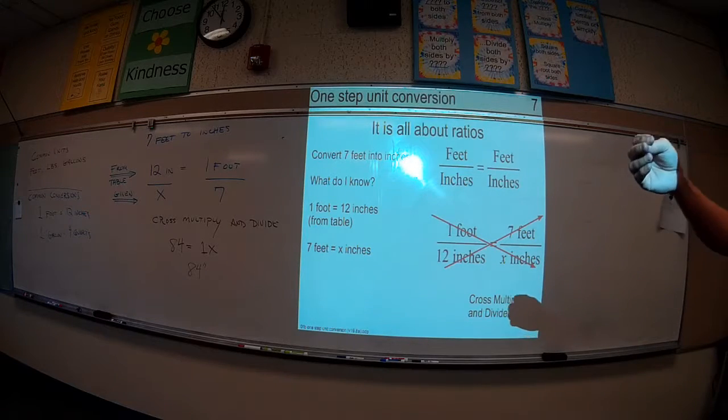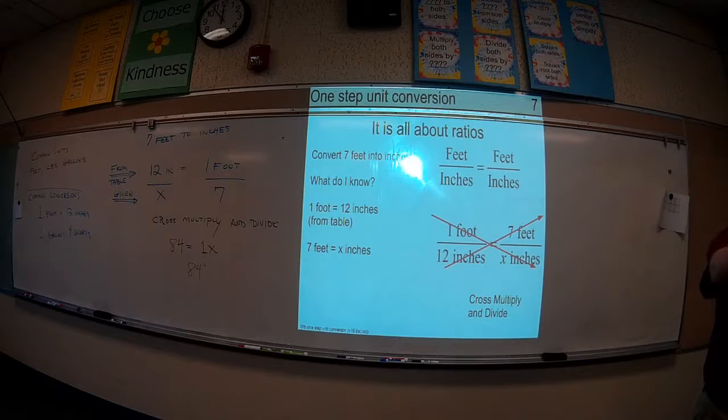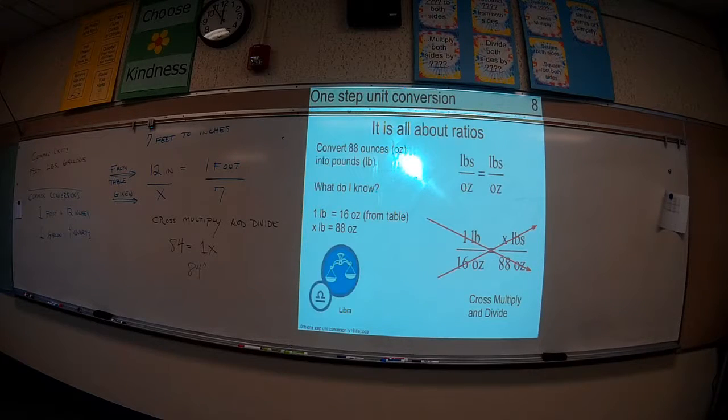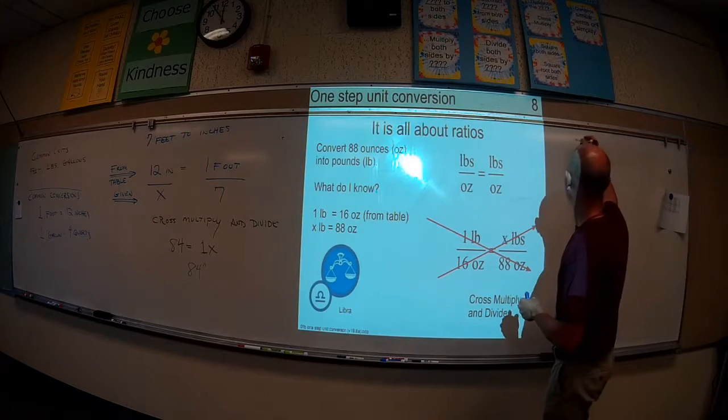Five-second count for questions. Looking at this group, 1, 2, 3, 4. Question? We're going to do a couple of practice ones now. If you run out of room for one lesson, flip your page over. There you go, go to the next page. Okay, we're going to do another one. This one we're going to do 88 ounces into pounds. So 88 ounces.